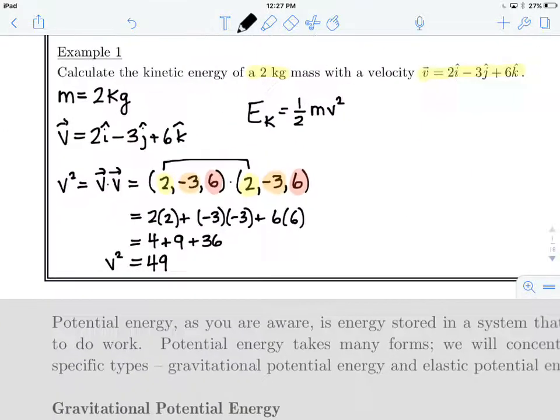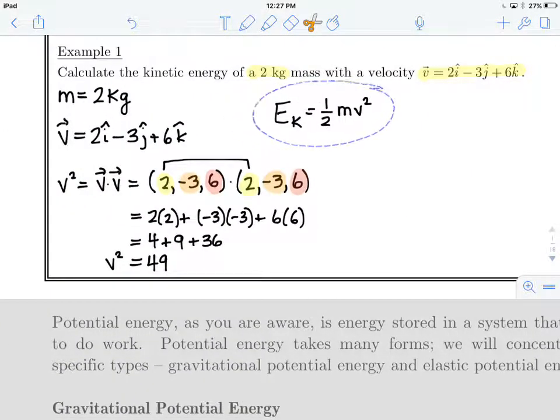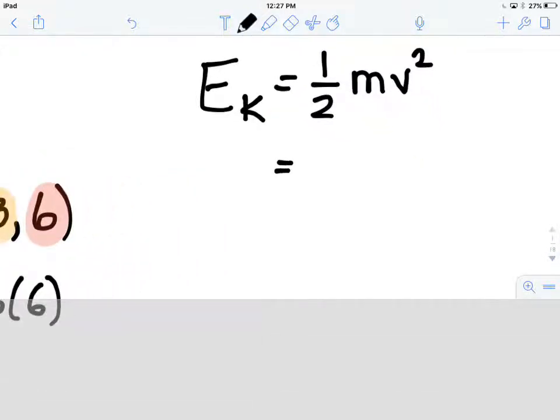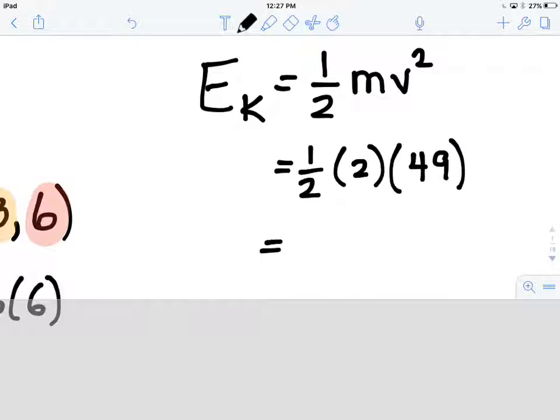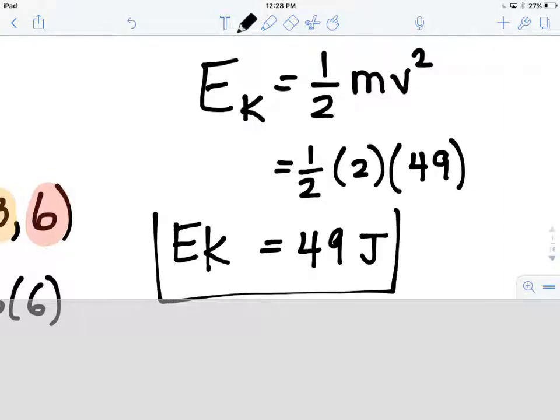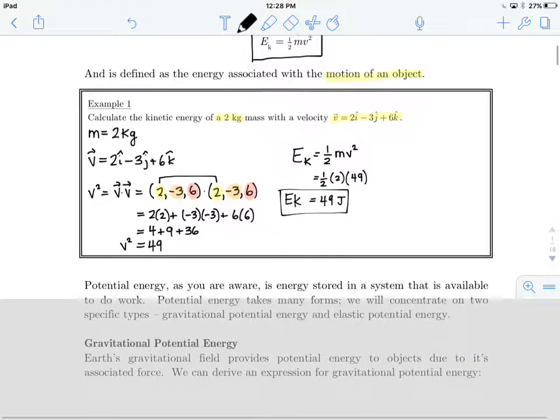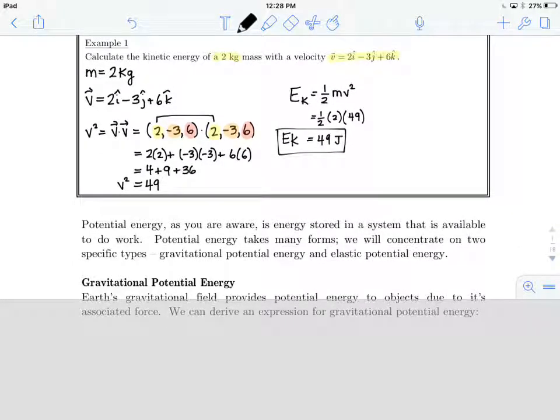And so now we can turn our attention to solving the kinetic energy, because we know all the different parts. And we can say this is equal to 1/2 times 2 kilograms times 49, and we get 49 joules. And so this would be the kinetic energy of this object. This is a very straightforward example but it gives us a good introduction.